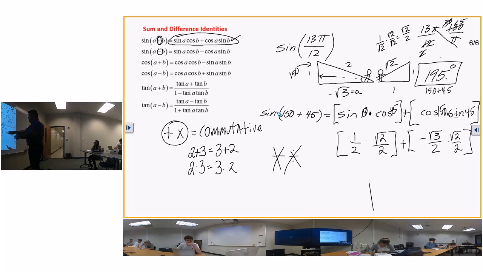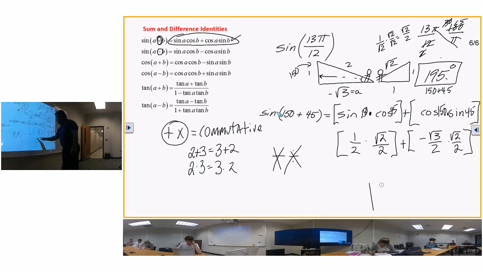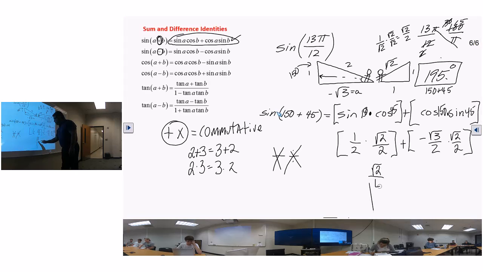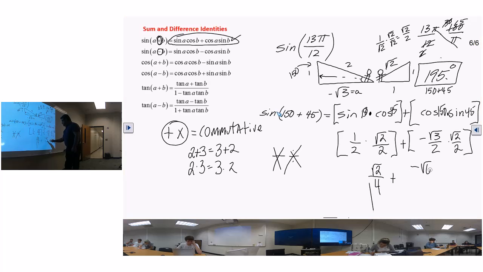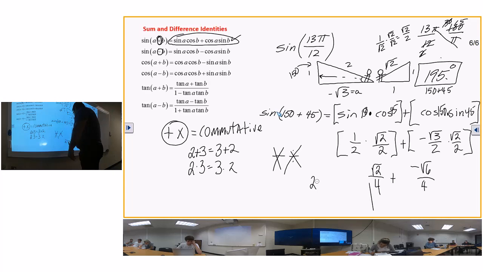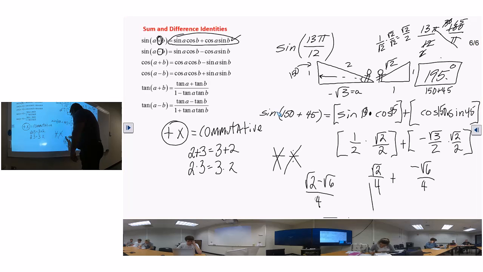You ready? Ready for the next? Okay, from here, that gives you the square root of 2 over 4 plus what? Well, this gives you negative square root of 6 over 4, and that's going to give you 2 minus square root of 6 over 4, and that is your answer.